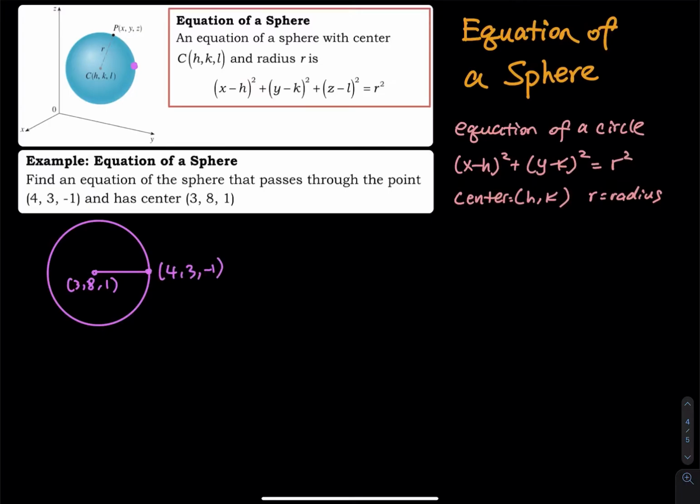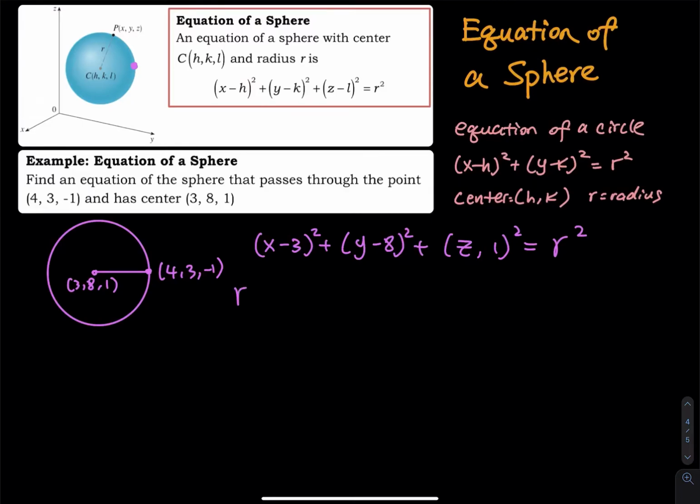Okay, so what ingredients do we need? At this point, we can write (x - 3) squared plus (y - 8) squared plus (z - 1) squared equals r squared. Looks like the radius is missing. The radius is the distance between the center and the point on the surface of the ball. So you have to use the distance formula to find the radius.